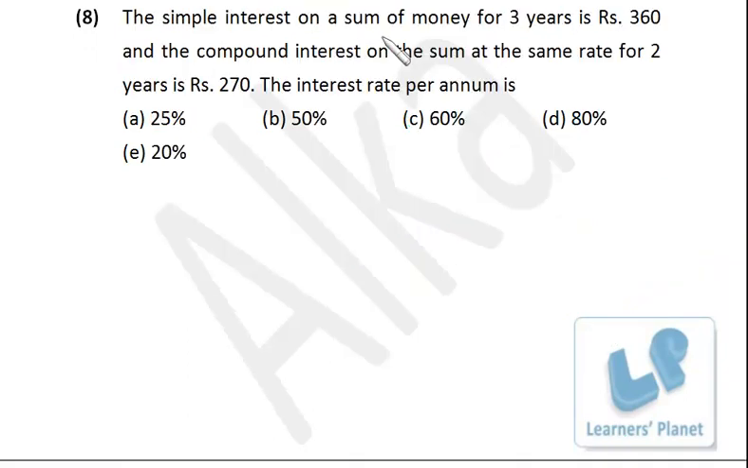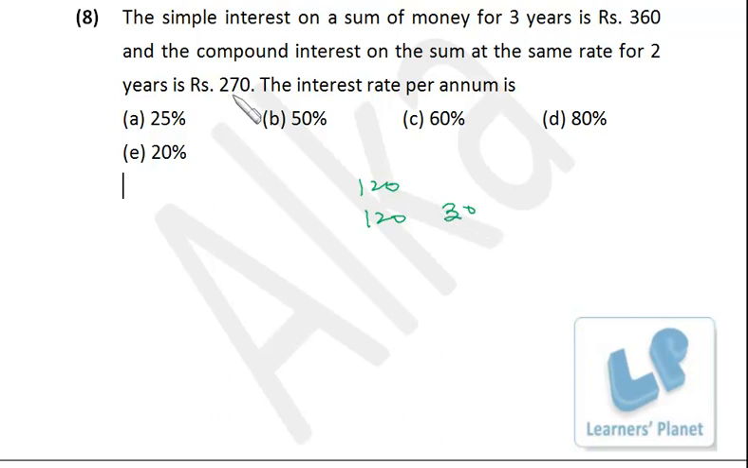The simple interest on a sum of money for 3 years is rupees 360 and the compound interest on the sum at the same rate for 2 years is 270. The interest rate per annum is? Okay. See, for 3 years it is 360 and simple interest remains same every year. So every year it is 120. We just have to go to 2 years because we have been given the compound interest for 2 years to be 270. Now 240 we have already got. That means after 2 years 30 rupees is extra added as compound interest.